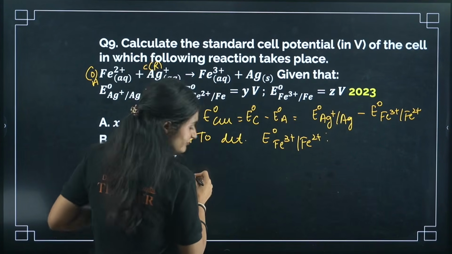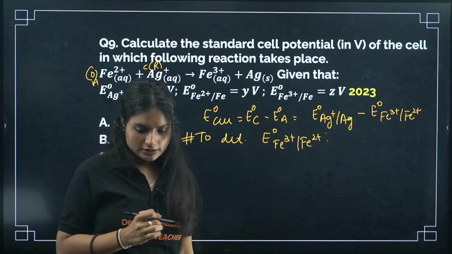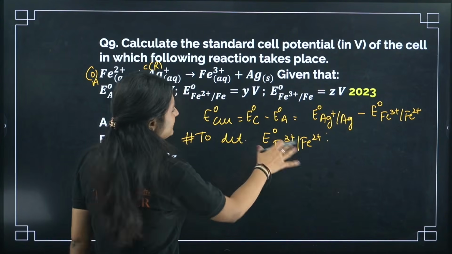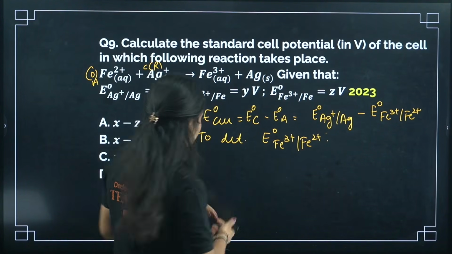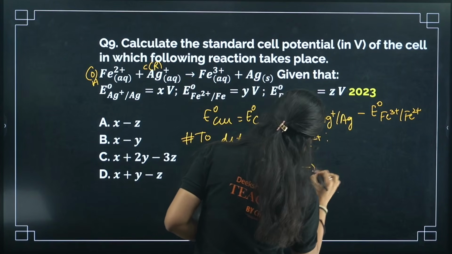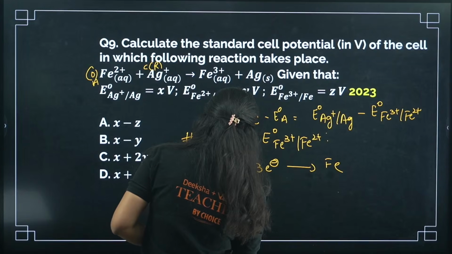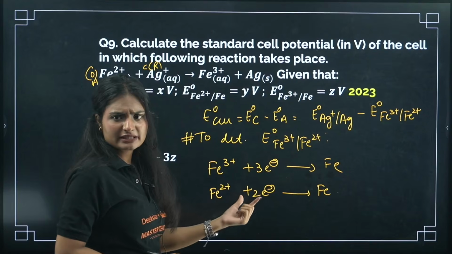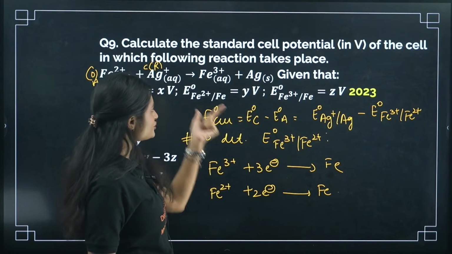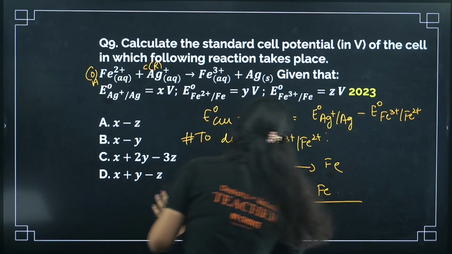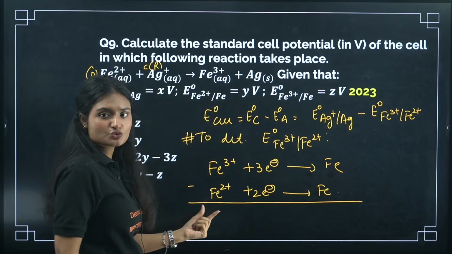So for E0 Fe3 positive to Fe2 positive, what is happening here? We have two reactions. Fe3 positive is adding 3 electrons, getting reduced to Fe. Similarly, Fe2 positive is adding 2 electrons and we are getting Fe. Simple reactions, right? For this reaction, the value is given. For this reaction, the value is given. If I subtract these two equations, what will I get?